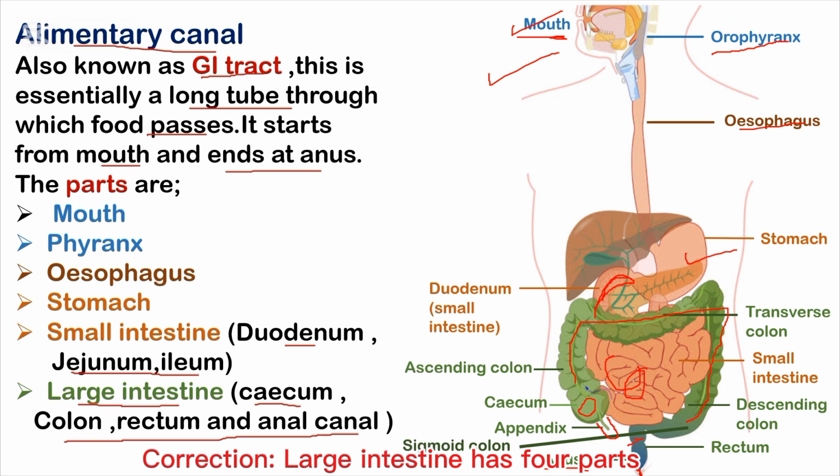The colon has four main parts. The first is the ascending colon. As it goes upward, that's why it is known as the ascending colon. This is the transverse colon. This is the descending colon, as it goes downward. And here is the last part of the colon, that is the sigmoid colon.